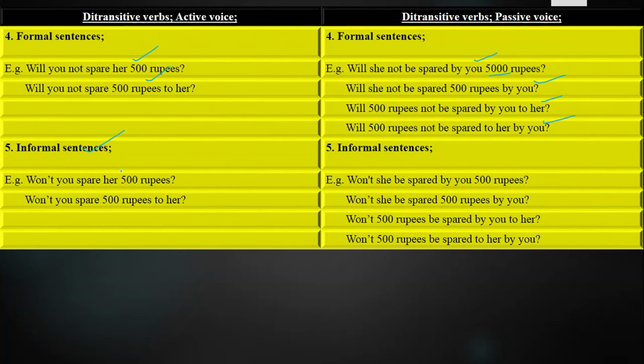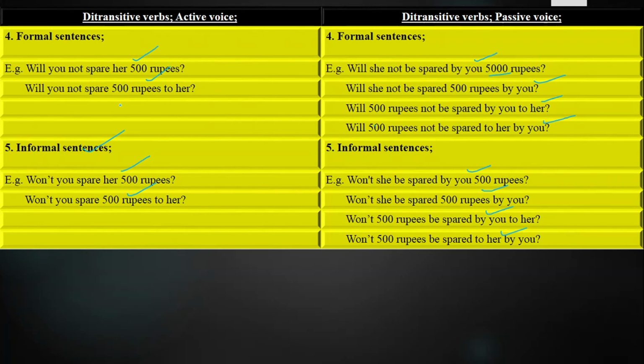Won't you spare her 500 rupees? Won't you spare 500 rupees to her? Won't she be spared by you 500 rupees? Won't she be spared 500 rupees by you? Won't 500 rupees be spared by you to her? And won't 500 rupees be spared to her by you?